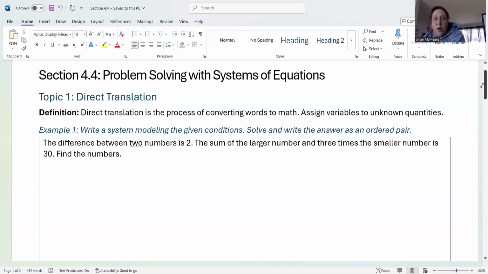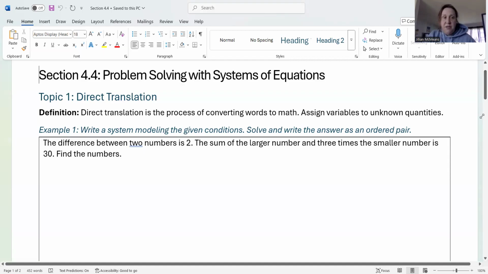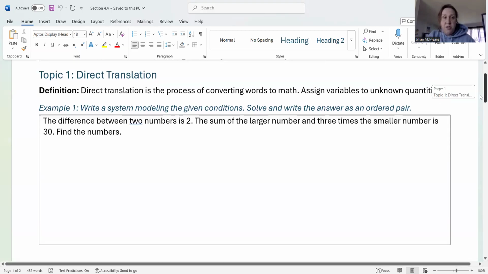Okay, it says, write a system modeling the given conditions. Solve and write the answers in ordered pair. Now, a lot of times with word problems, we don't write the answers in ordered pair. So this one will write the answers in ordered pair, but we'll also talk about what the ordered pair means. Okay, so in this case, we have the difference of two numbers is 2.